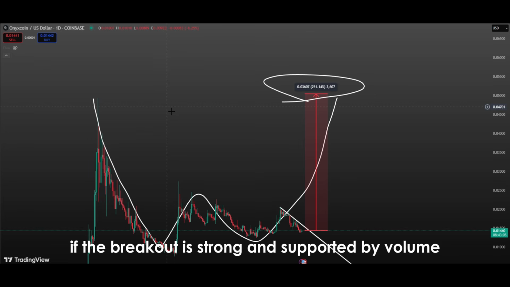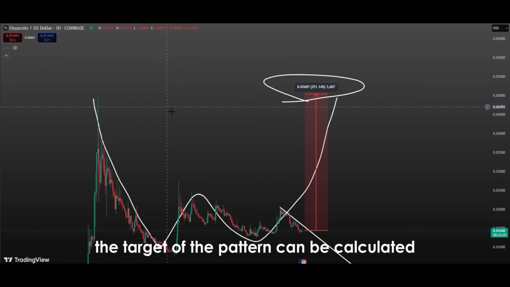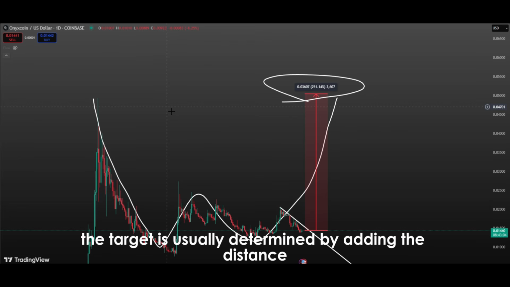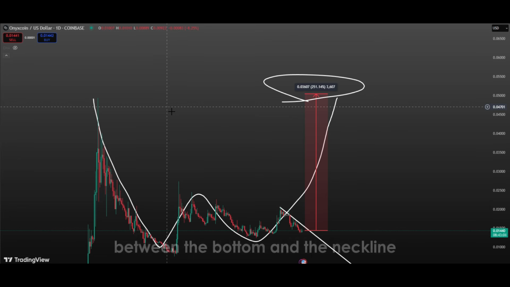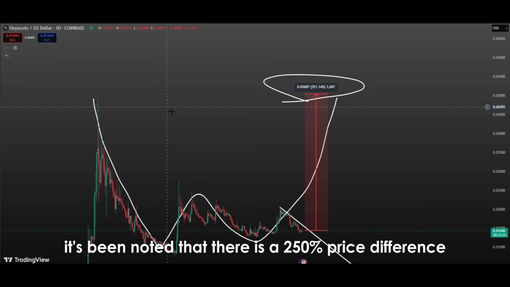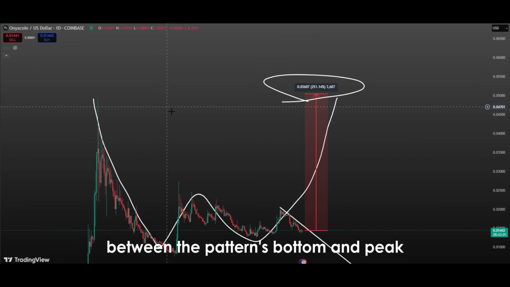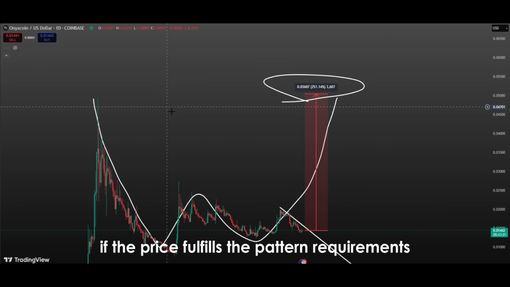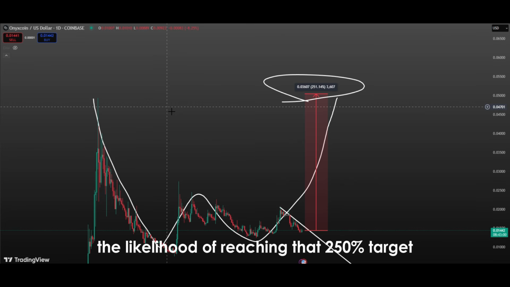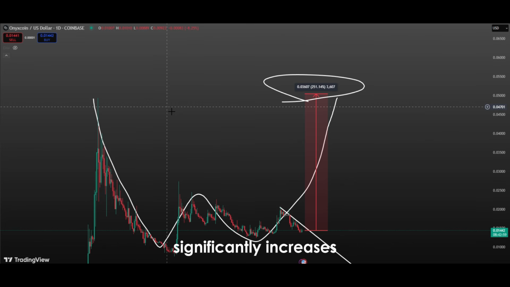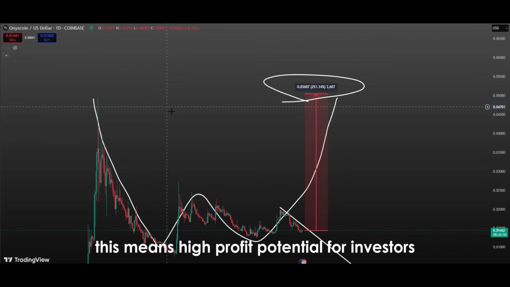If the breakout is strong and supported by volume, the target of the pattern can be calculated. The target is usually determined by adding the distance between the bottom and the neckline to the breakout point. In this case, it's been noted that there is a 250% price difference between the pattern's bottom and peak. If the price fulfills the pattern requirements and breaks above the neckline, the likelihood of reaching that 250% target significantly increases. This means high profit potential for investors.